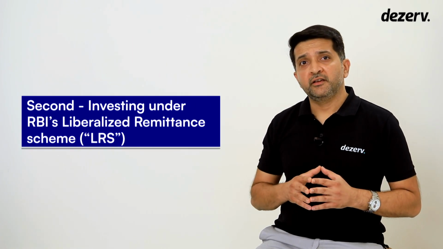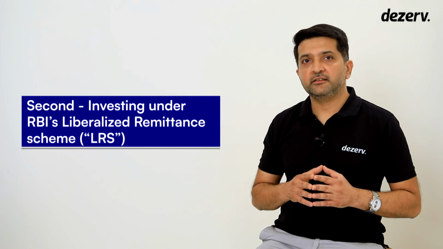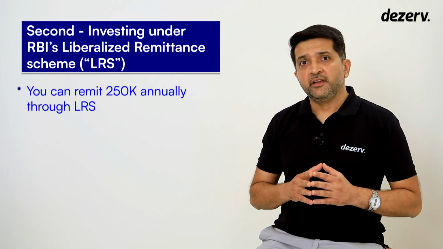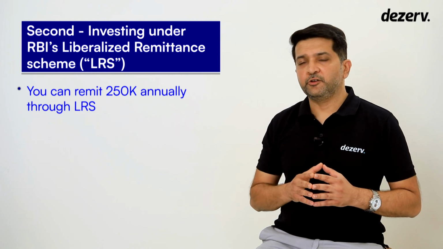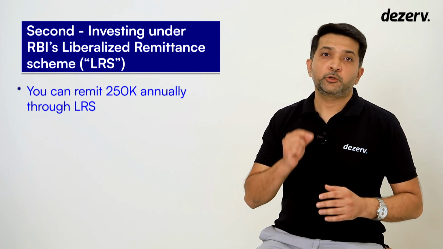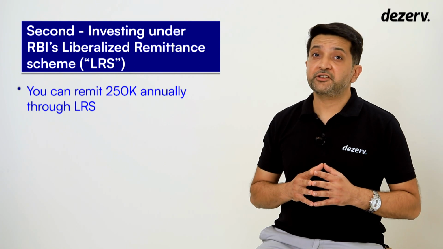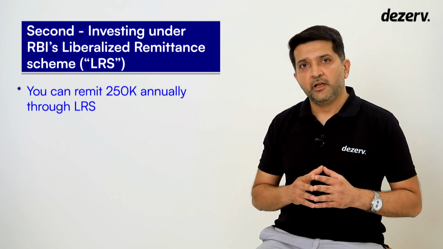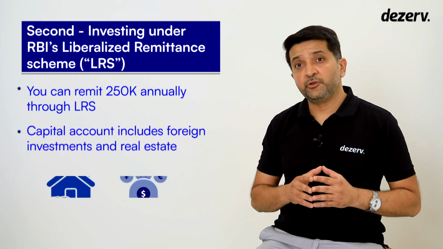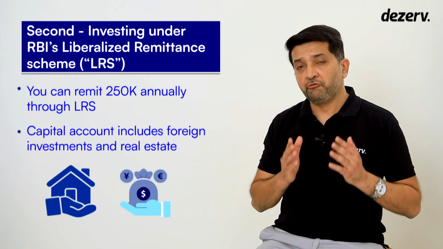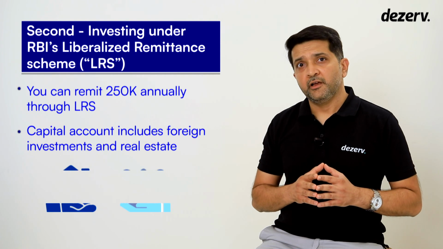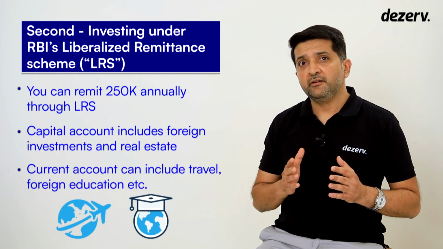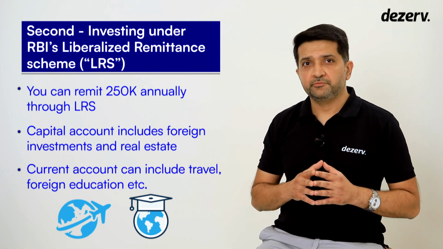The second method is to invest under the RBI's Liberalized Remittance scheme. Under the LRS scheme, individuals, including minors, can remit a maximum up to $250,000 in a financial year towards their capital account or current account transactions. Your capital account transactions include investments in foreign equities, funds, and real estate. Your current account transactions include expenses towards foreign travel, education, among others.